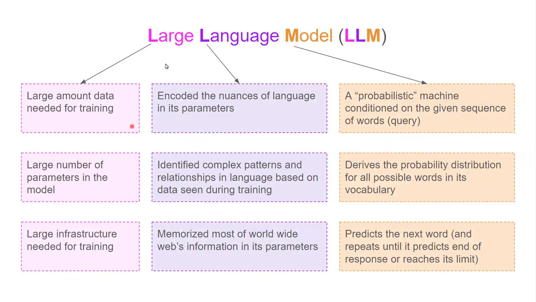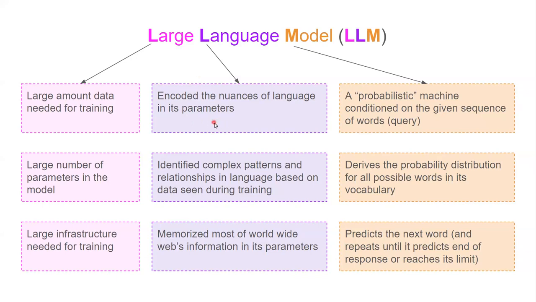Now, about large language models: the large basically tells us that it uses a large amount of data for training, it has a large number of parameters in the model, and it requires very large infrastructure in order to train the models. As a result of all these large things, the model has encoded the nuances of language within its parameters. And especially this has to be said, it's predominantly English and a few other European languages and maybe Chinese.